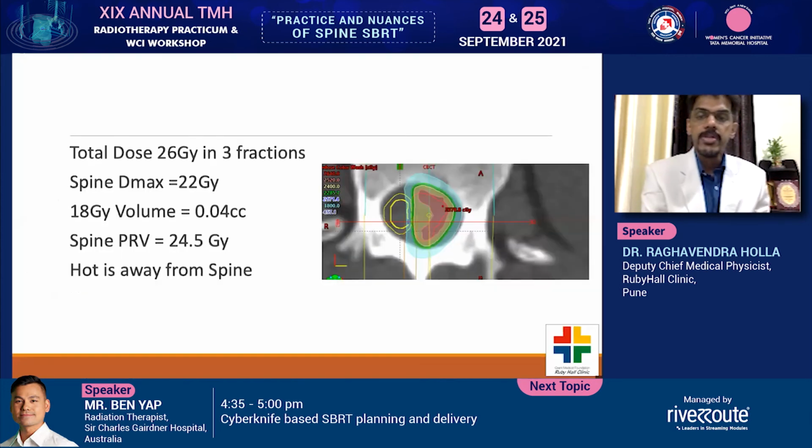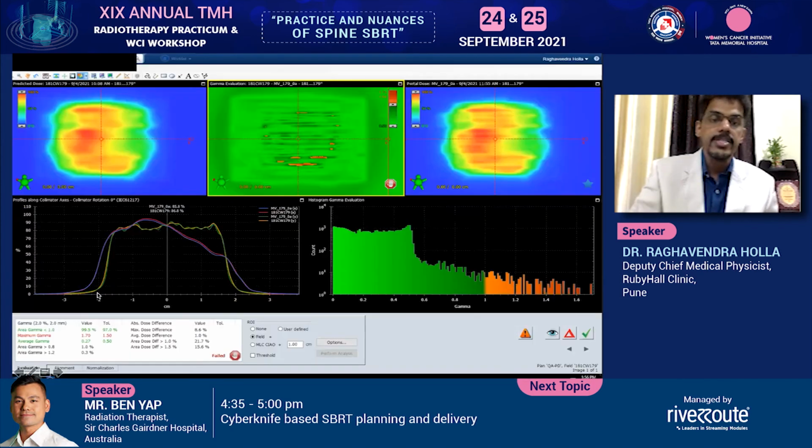The total dose given to this particular patient was 26 gray in 3 fractions, and the Dmax of spine achieved was 22 gray. 21.9 is the limit, but 22 gray. And 18 gray volume was 0.05 cc. This is excellent, actually. Here, the contouring was very complex, we have to involve the neurologist for all our cases. In this particular case, the spine PRV is getting 24.5 and the hot spot is away from the spine. This is what we have achieved.